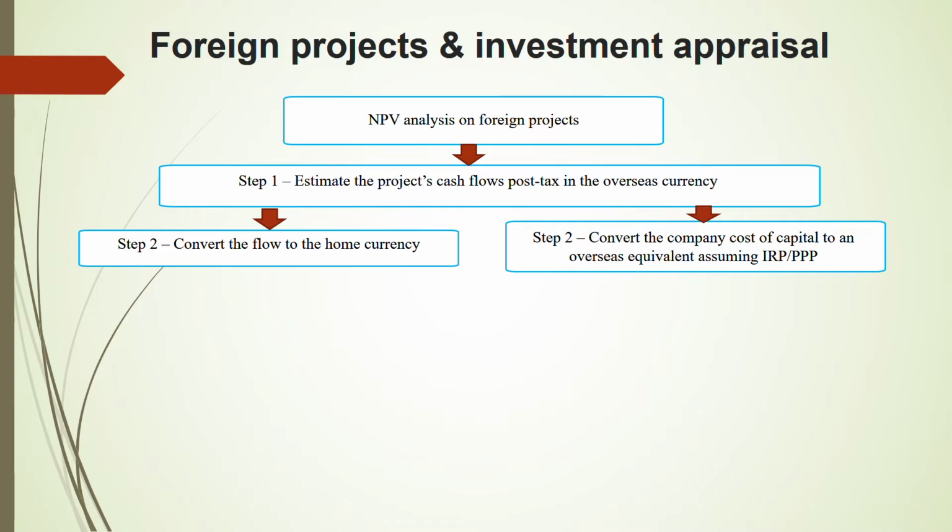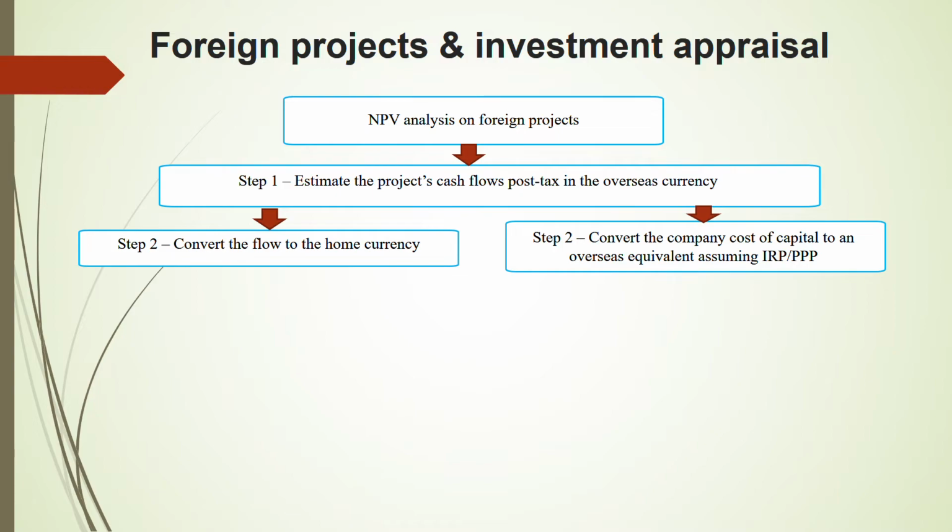Convert the company's cost of capital, that means your company's cost of capital, to an overseas equivalent, assuming IRRP or PPP. So you're not converting the cash flows, you are just converting one figure, that is the cost of capital, because the cost of capital is in your home currency. That you need to convert into foreign currency. Only the cost of capital that you need to discount the cash flows, you are converting that only.